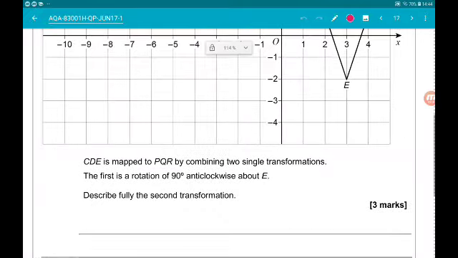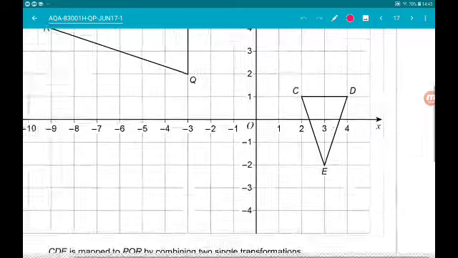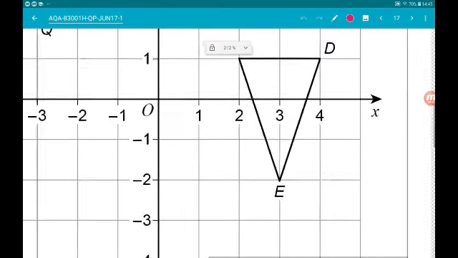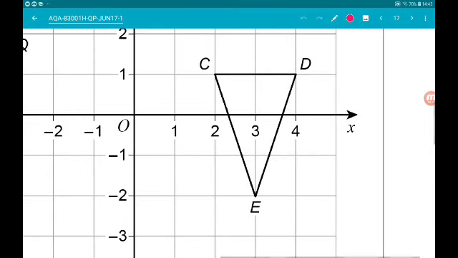Now we're told that CDE is mapped to PQR by combining two single transformations. The first transformation is a rotation 90 degrees anti-clockwise about E. We want to describe fully the second transformation. So let's do the rotation of 90 degrees anti-clockwise. So that's moving the triangle this way around.